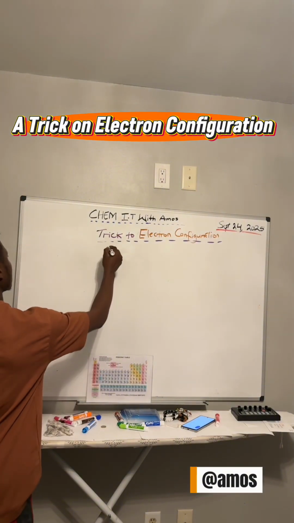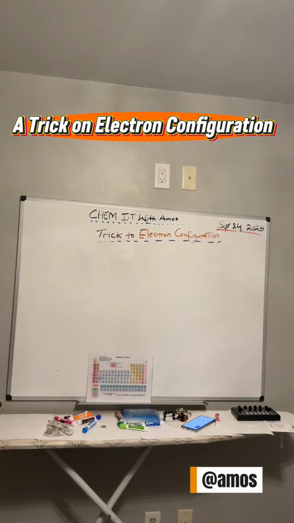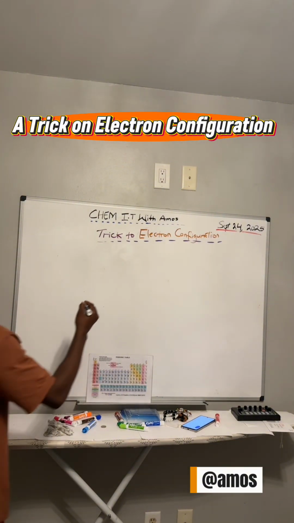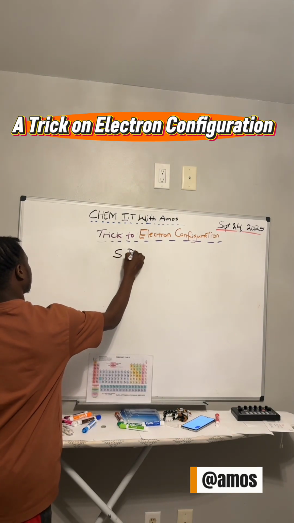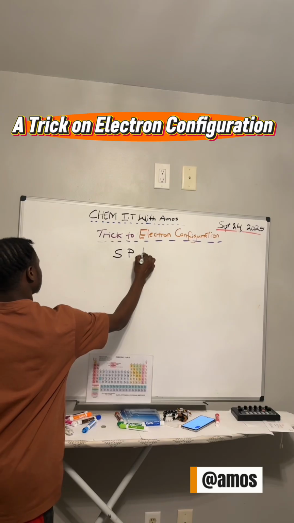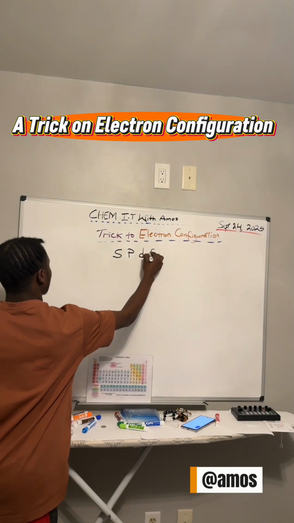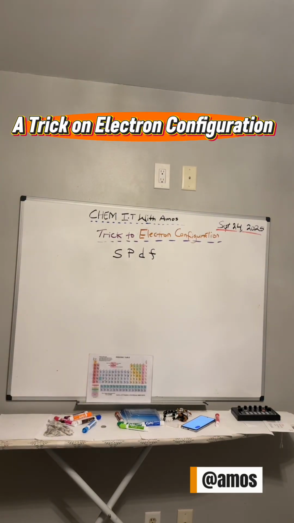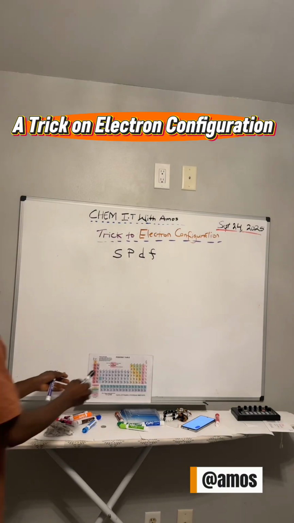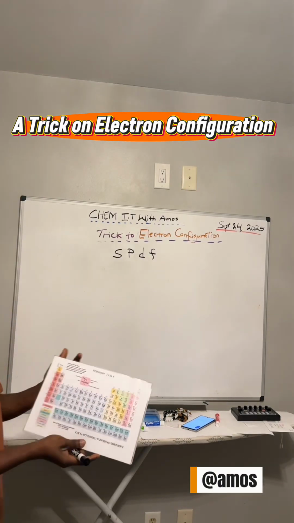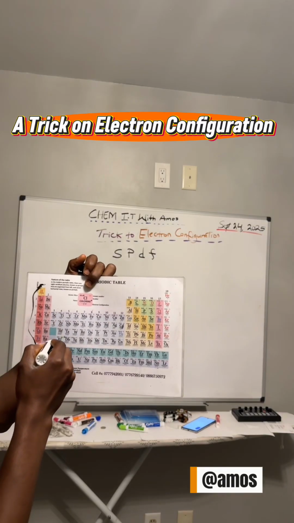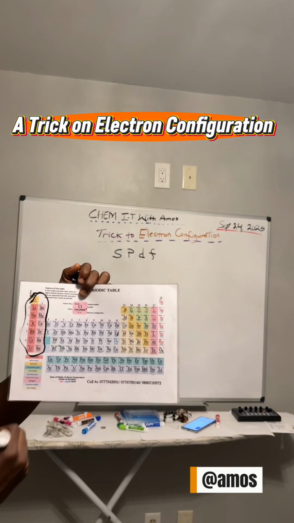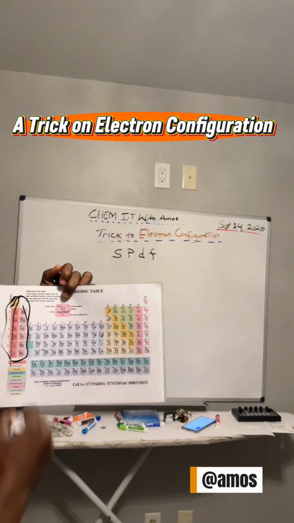So we know fully well that the periodic table contains 4 blocks. They are the S block, the P block, the D block, and that of the F block. So this is a periodic table. If you look right here, this is the S block. It contains 2 groups, group 1 and group 2.